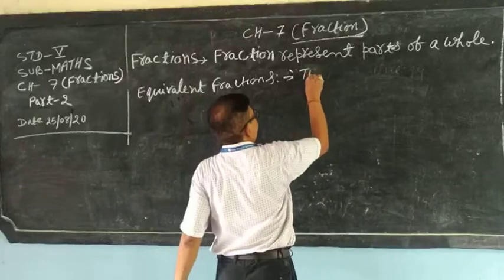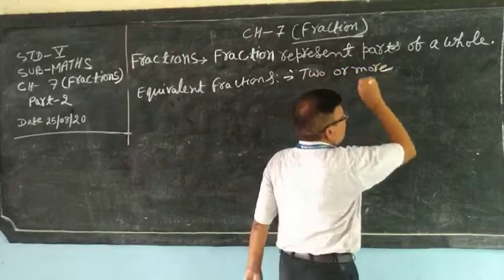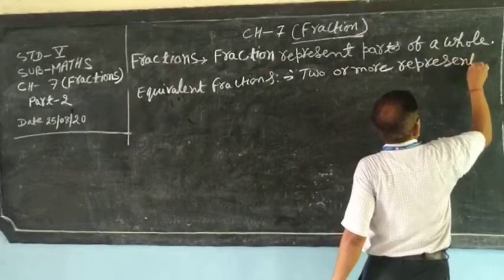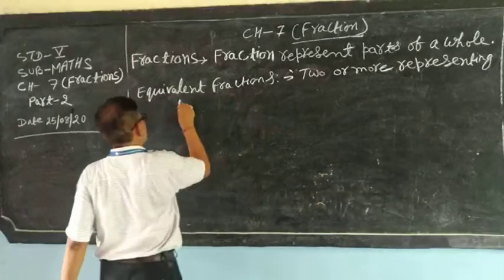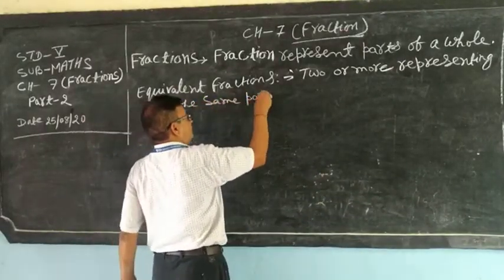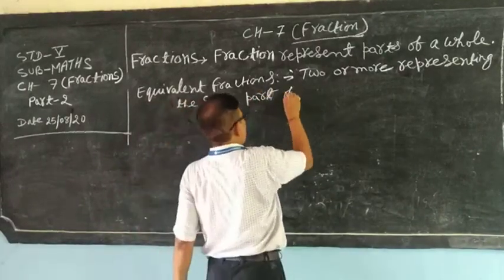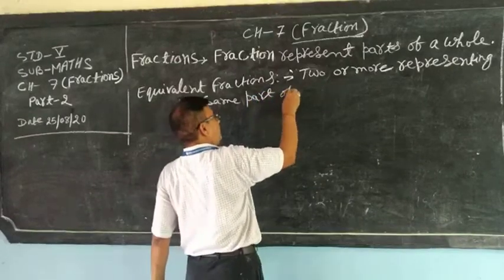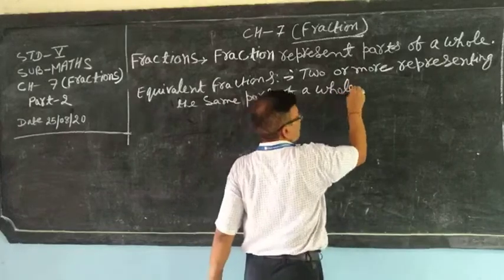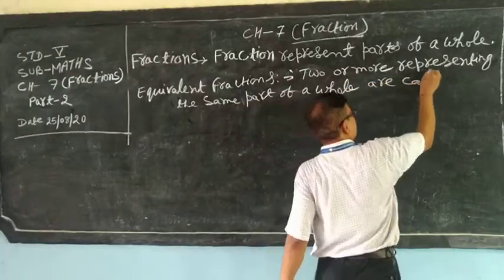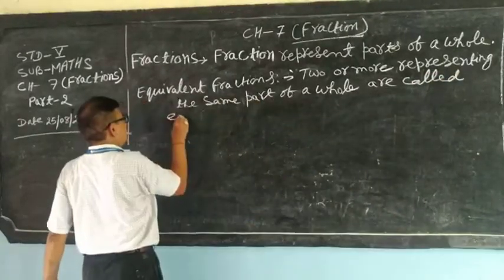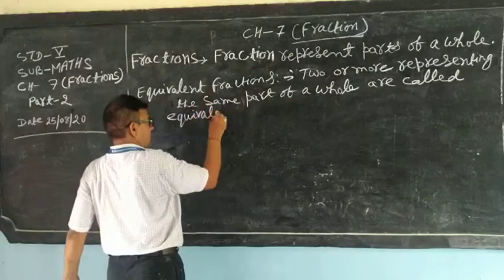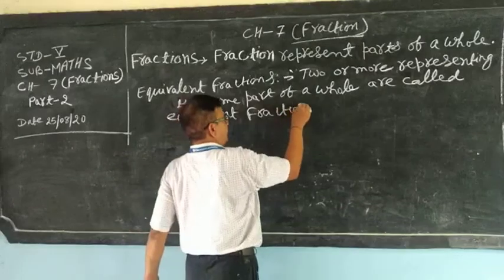Equivalent fractions: 2 or more fractions representing the same part of a whole are called equivalent fractions.